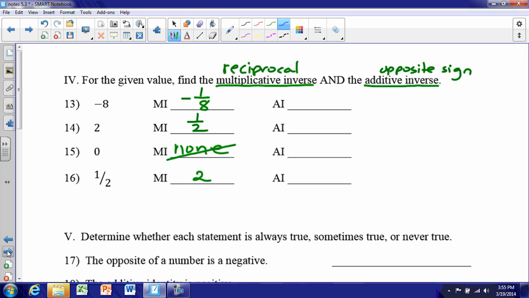All right, now we're going to look at the additive inverses, and again, those are the opposite signs. So if I have negative 8, the additive inverse is positive 8. If I have positive 2, the additive inverse is negative 2. Now, is there an opposite sign for 0? No, because 0 is not positive or negative. So here's another one that's none. It doesn't have one. And then for 1/2, the additive inverse is negative 1/2.